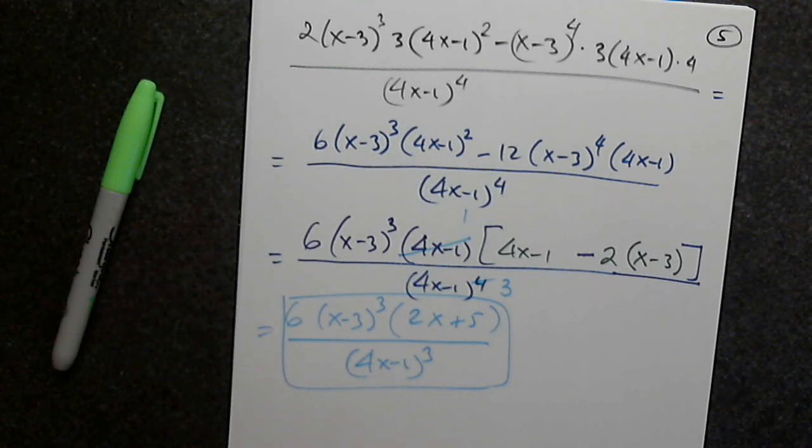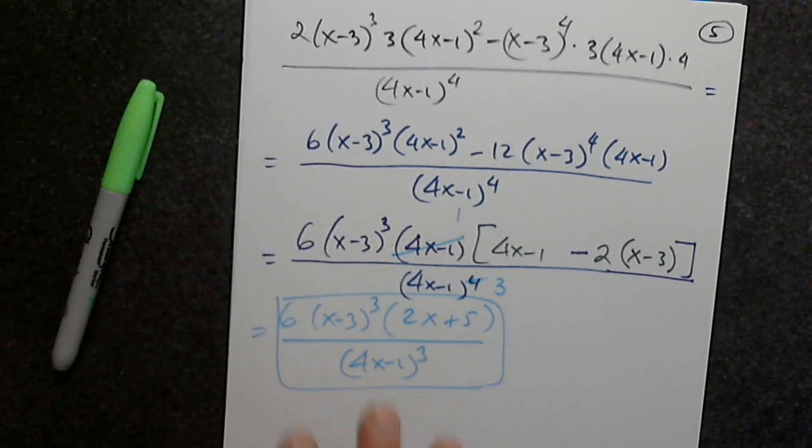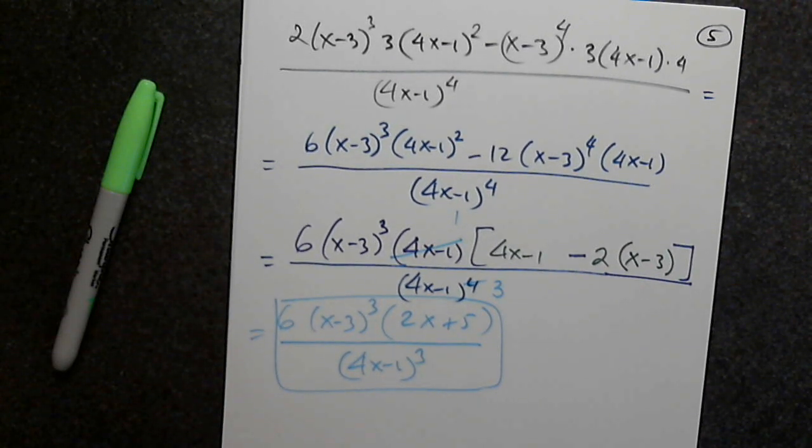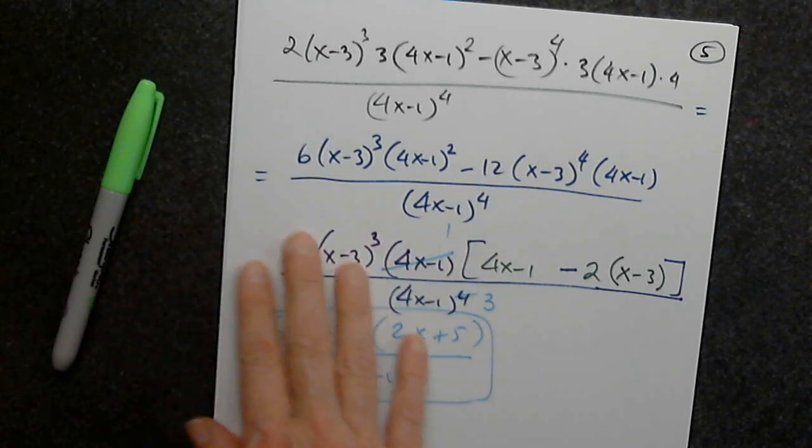Which part is not clear? Because I'd like to proceed with the review. Okay. Which part? Let's address the part that is not clear. I wouldn't say it's not clear, it's just that I got the page there. Which part? Where should I look? From the second step. So 6 (x minus 3) cubed (4x minus 1), is that clear? Yes.